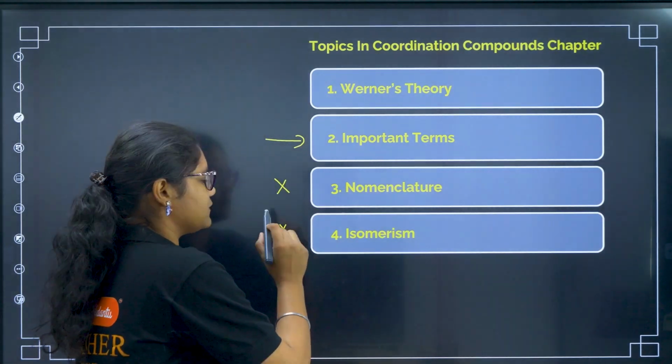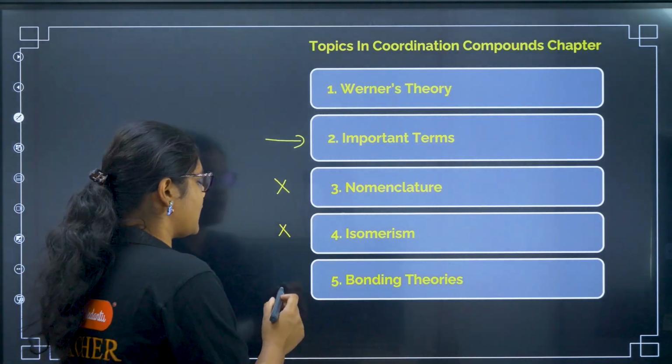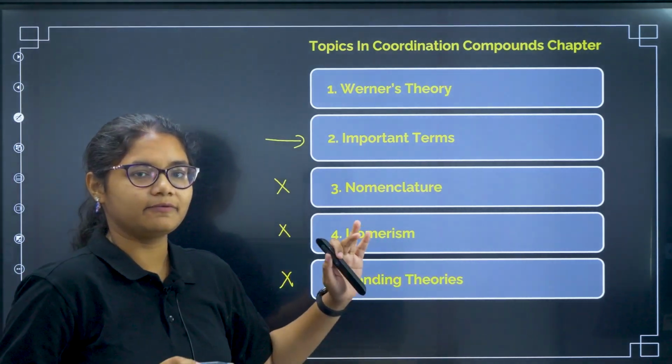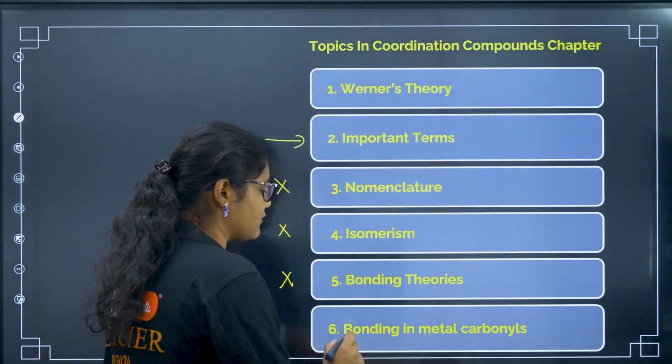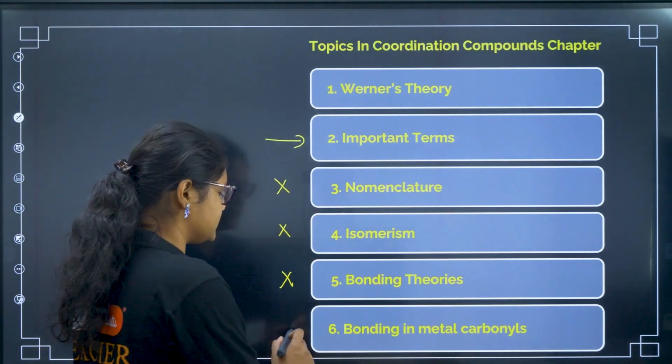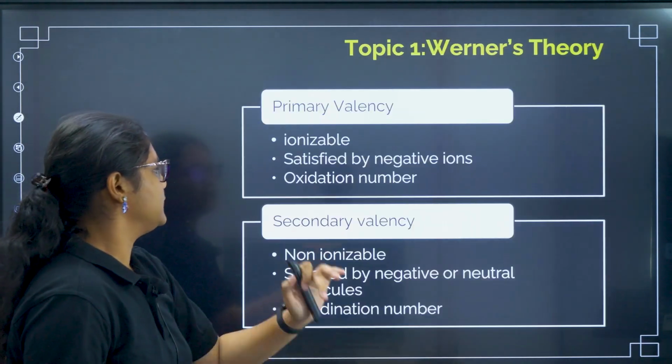Next, isomerism, another important topic. We'll see what the types of isomerism are. And then we have bonding theories. Here we have valence bond theory and crystal field theory, and we'll discuss them. And then we have bonding in metal carbonyls. This is a little less important topic, so we'll just see what points are to be seen here.